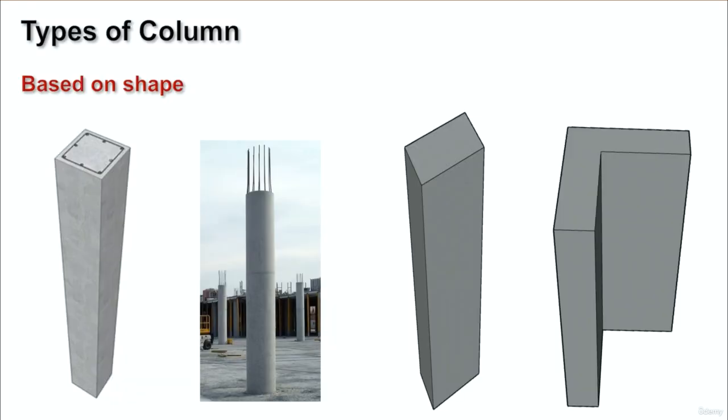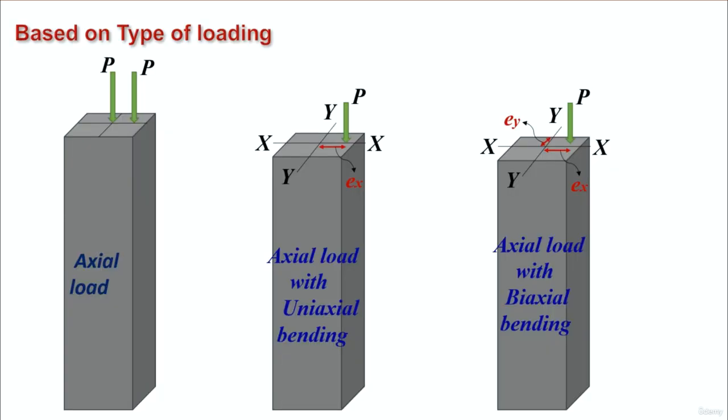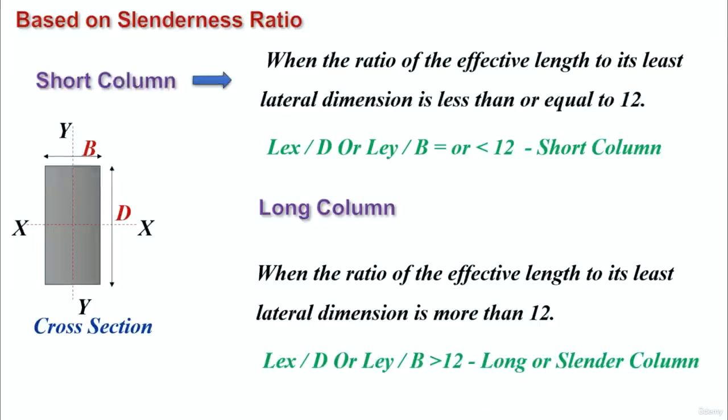Next, let's look into the types of column. Based on shape, the column can be square, circular, rectangular or L-shaped columns. Based on type of loading, it can be classified as axially loaded column, axial load with uniaxial bending and axial load with biaxial bending. This I have explained before. Based on slenderness ratio, we can classify the column as long column and short column. When the ratio of effective length to its least lateral dimension is less than or equal to 12, then the column is said to be short column. When the ratio of the effective length to its least lateral dimension is more than 12, then the column is said to be long column.